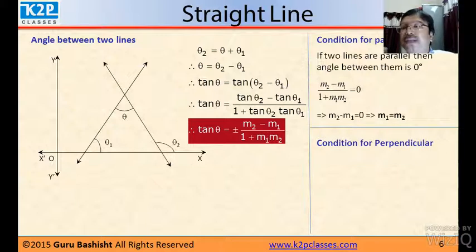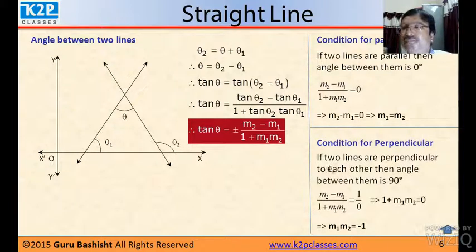Now the condition for perpendicular lines. If two lines are perpendicular to each other, then the angle between them is 90 degrees. Then tan 90 degrees is infinity, that is 1 by 0. So this suggests that the denominator will be 0. 1 plus m1 m2 equals 0, so m1 into m2 is minus 1. So if the product of the slopes of two lines is minus 1, then those two lines are perpendicular.